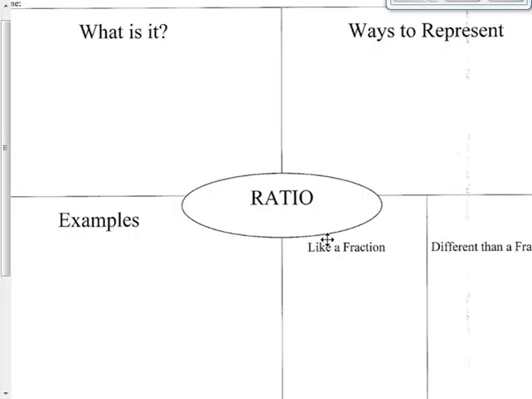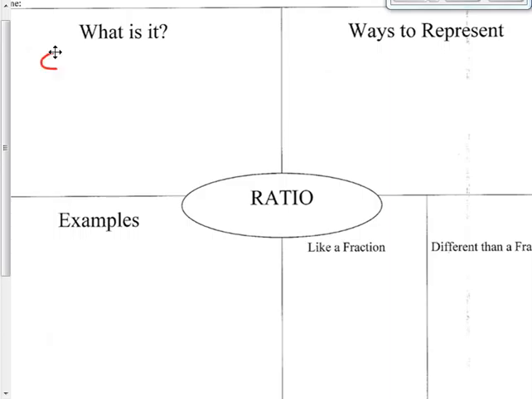We move on to section 2.2, and this is talking about ratios and rates. And then we're going to eventually move into some solving proportions. So first thing is that we want to talk about what is a ratio.